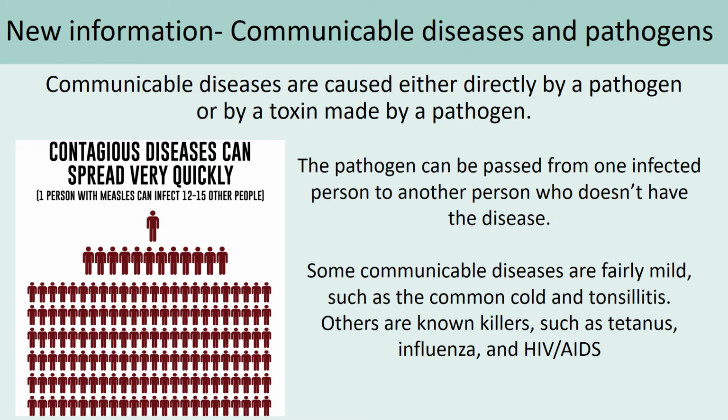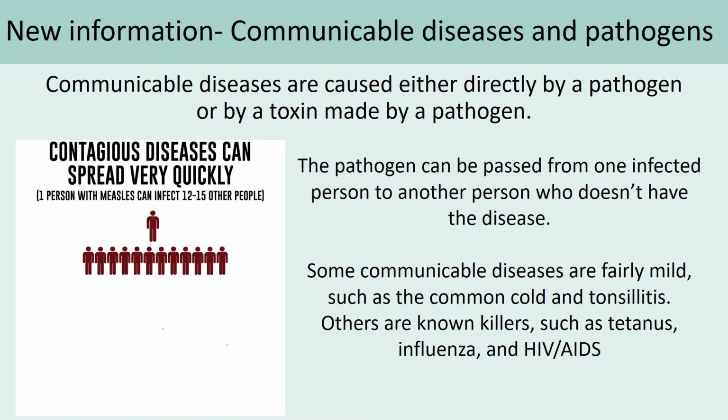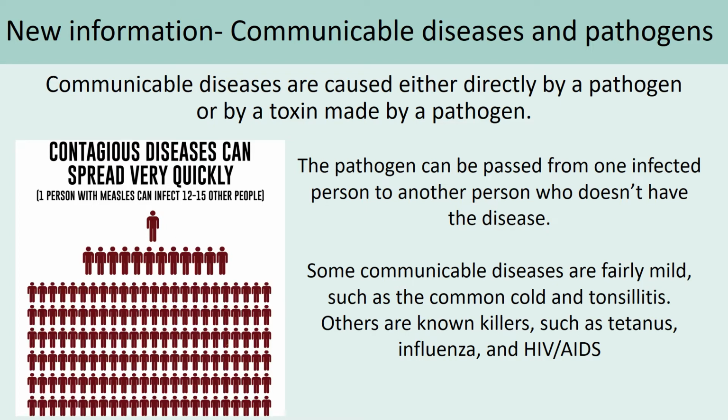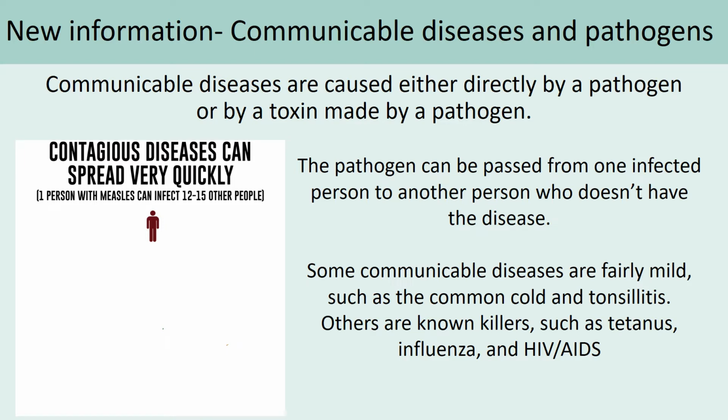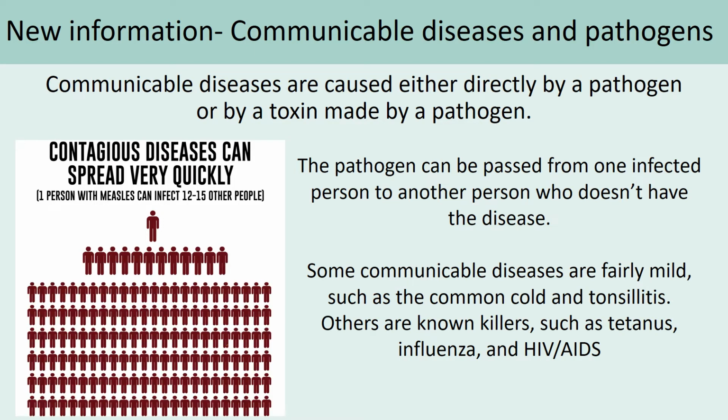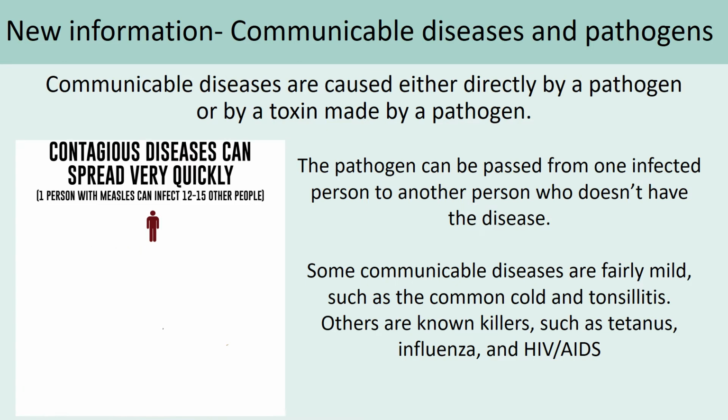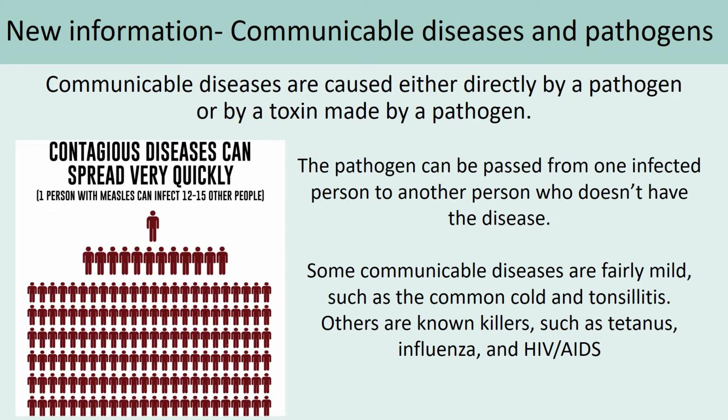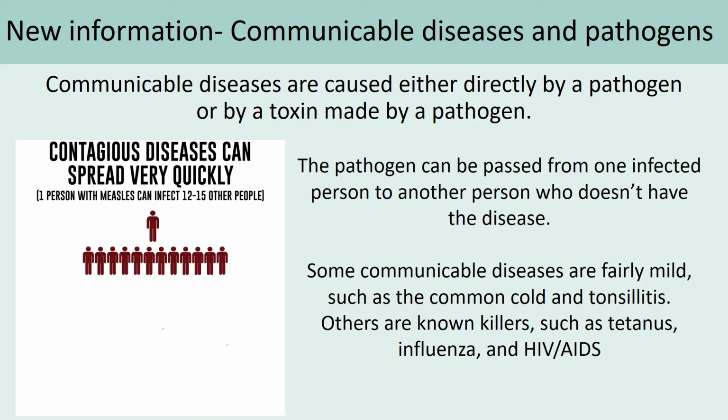So if we take a disease like measles, if one person is infected with measles, then they'll pass it on, on average, to 12 to 15 other people. So a huge number of people. Measles is very, very contagious, very easily passed from one person to the next.